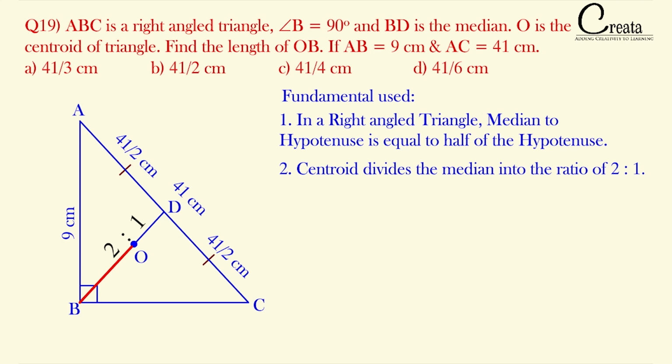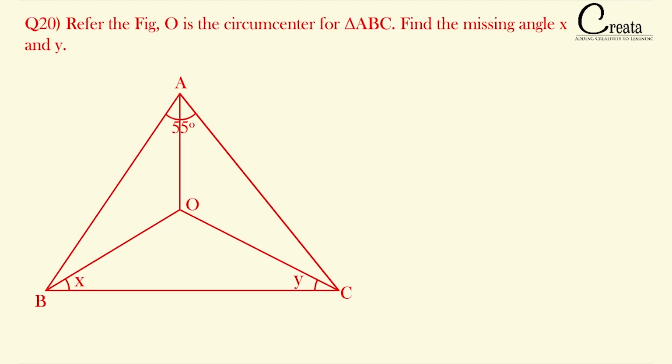Okay, let's move to the next question. The question is, refer to the figure. O is the circumcenter for triangle ABC. Find the missing angles X and Y.